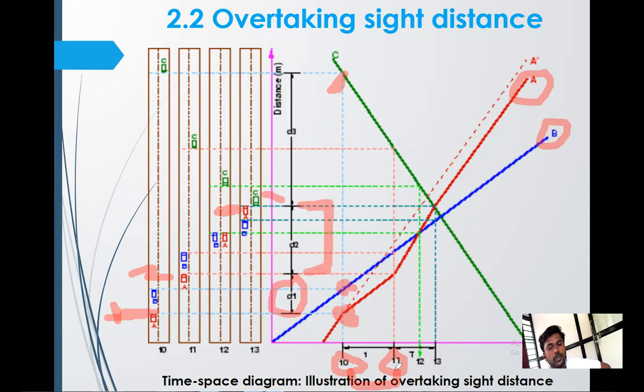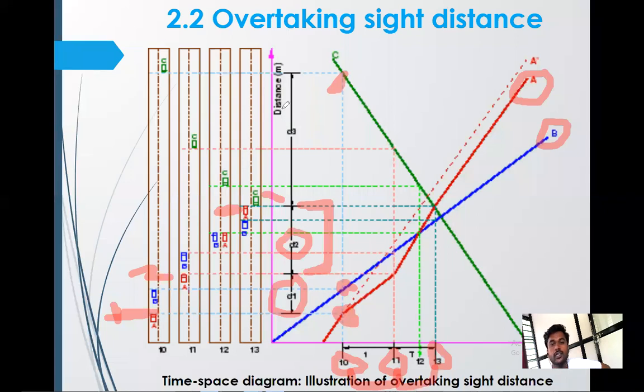And the time is from t1 to t3. Okay, see here the time is from t1 to t3. When vehicle A travels from time t1 to t3, it covers the distance of d2. Means which time is there? Overtaking time. What is overtaking time? From t1 to t3. This is overtaking time. And in this time, the vehicle travels the distance d2.